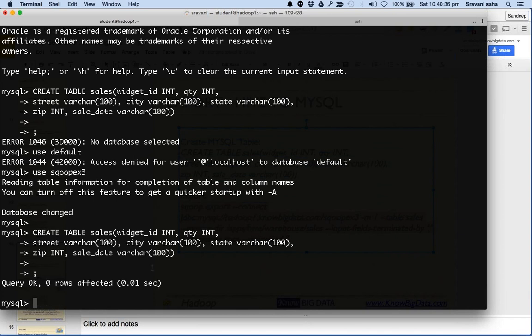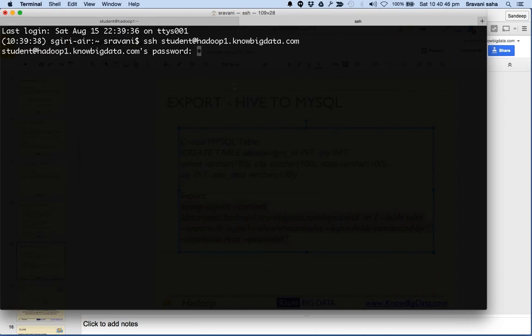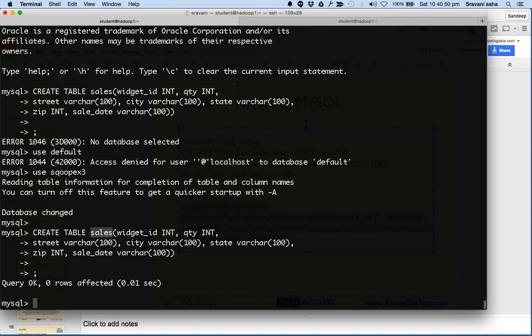Okay, if you have a doubt, what exactly am I trying to do? Because there are high chances that I might confuse you about whether this table is in Hive or in MySQL. So feel free to ask.